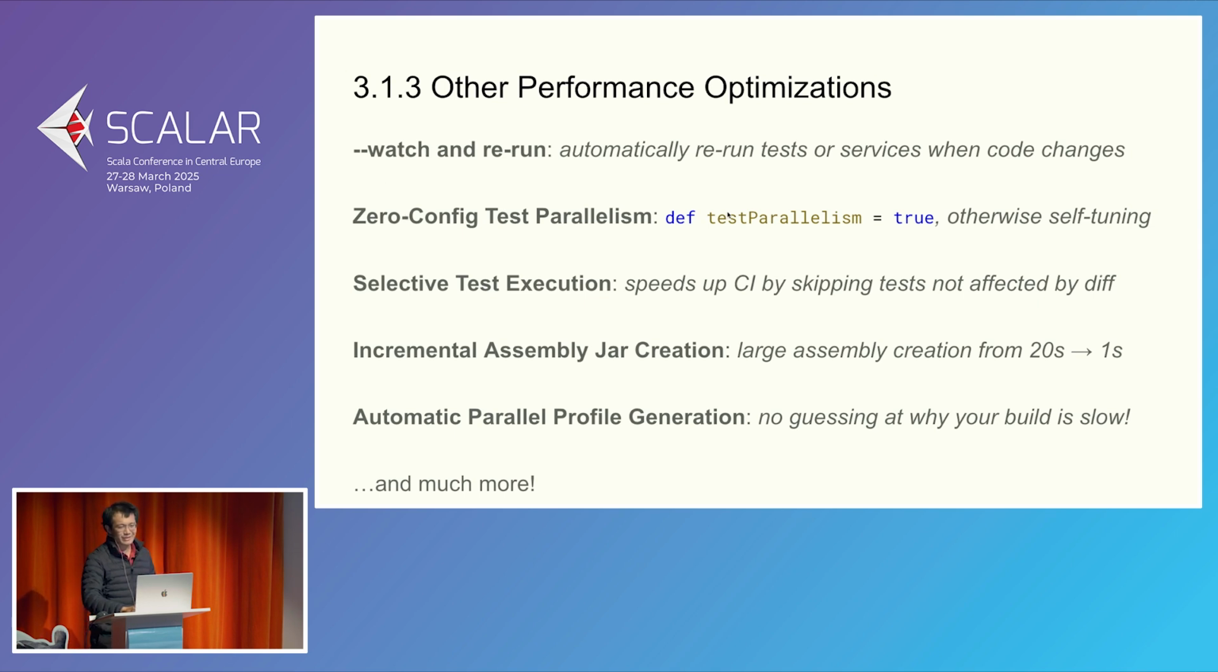Test parallelism in Mill generally is quite self-tuning. You just turn on test parallelism, and it does a somewhat intelligent thing, trying to minimize the number of JVMs you spawn while maximizing parallelism. Depending on how fast your tests run and how many modules you have, it tries to optimize. And even for whether you have many small tests or a few big tests, it does a decent job. Not perfect, but pretty good, and you don't need to fiddle with it.